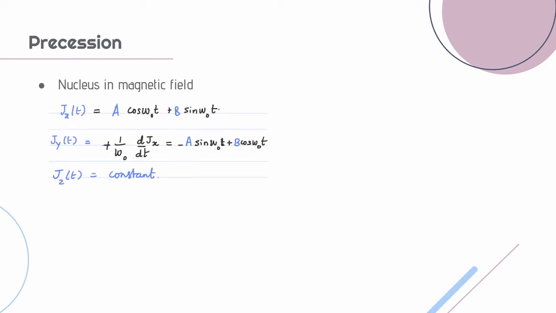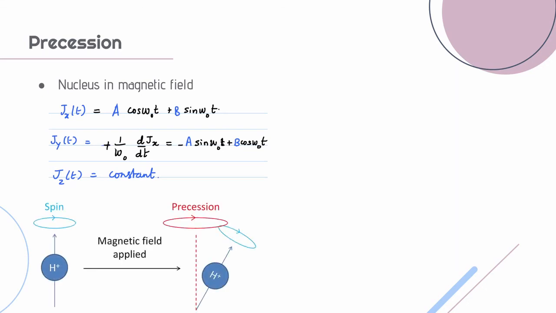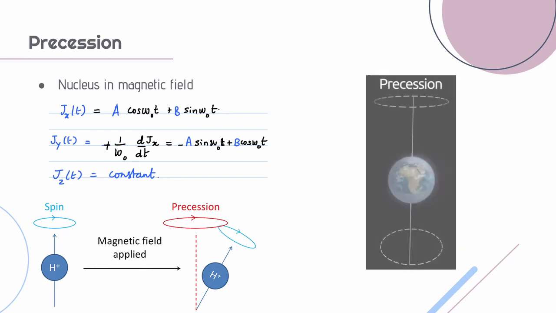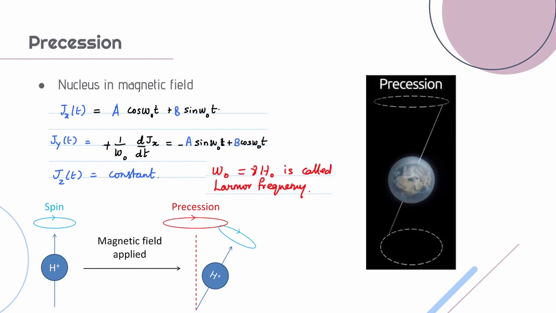After the calculations to find the nuclear angular momentum components, we find that the x and y components of angular momentum are not constant, but the z component is a constant. This tells us that the nucleus in a magnetic field does a spinning motion around another axis, and this is what we call precession. The frequency associated with this precession is the Larmor frequency discussed in the last slide.